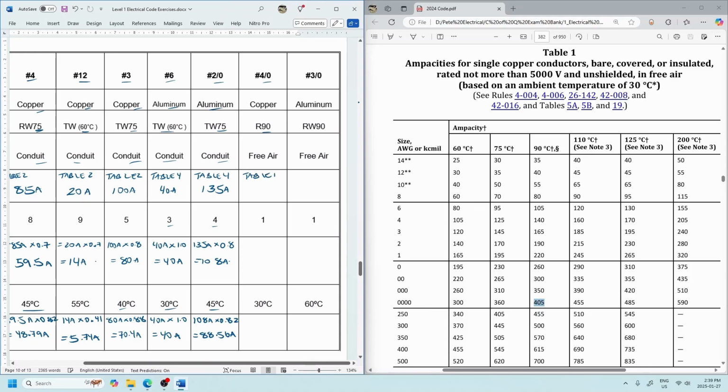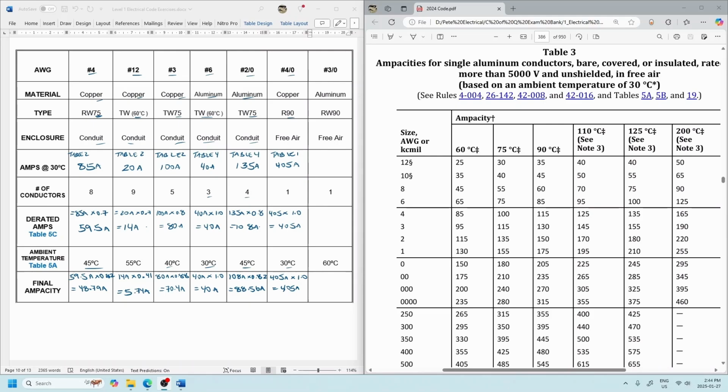And we had 405 amps as our base ampacity. Those are single conductors, so that 405 amps is going to be taken at 100%. So we're still at 405 amps, and then ambient air temperature is at 30 degrees, so the 405 still stays at 100%. And so maximum ampacity for the free air copper conductors, R90s, sized at 4 aught, are going to be good for 405 amps there.